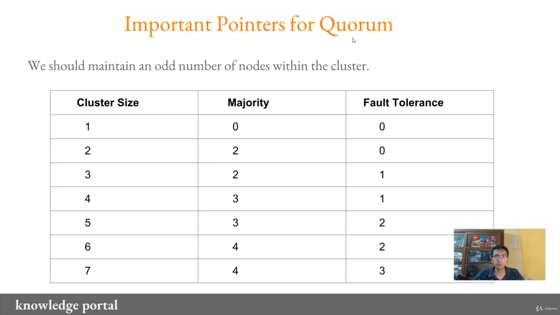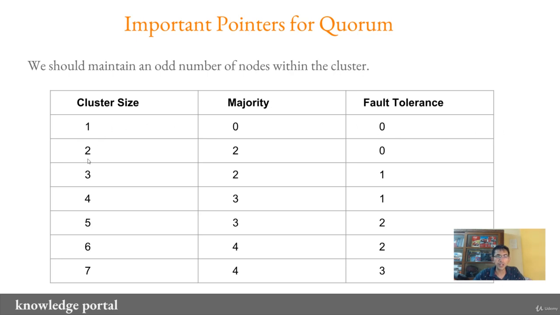So a few important parts to remember for the quorum. First one is that you should always maintain an odd number of nodes within the cluster. This can be understood with the diagram here. So let's understand this table. Here you have a cluster size of 1. Since you have 1, you have majority of 0 and fault tolerance of 0. So that means if this server goes down, then the cluster goes away.